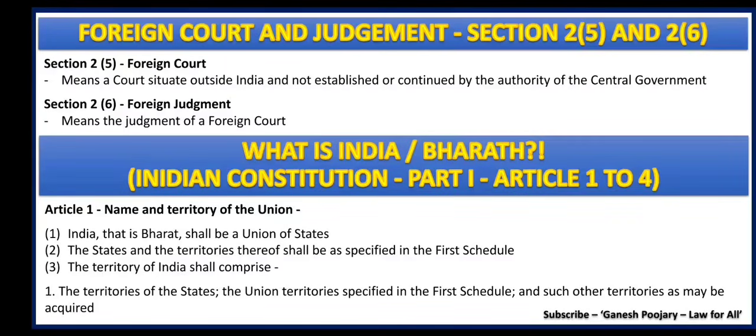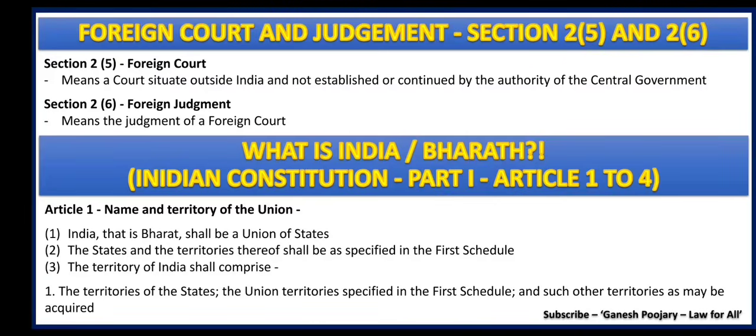To answer this question, that is what is India or what is Bharat, we have to refer part 1 of Indian Constitution, which has 4 articles starting from article 1 to 4. And to understand what is India, you need to read article 1 of Indian Constitution, which discusses about name and territory of the Union. It says India, that is Bharat, shall be union of states. That means there are many states and this country is union of states, and the states and the territories thereof shall be specified in the first schedule.